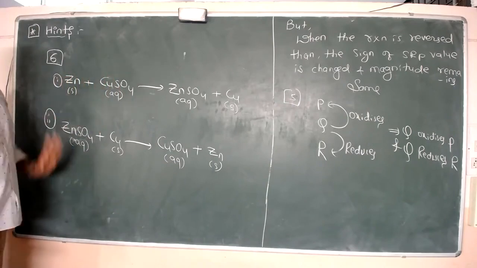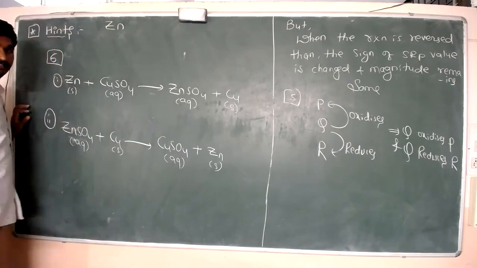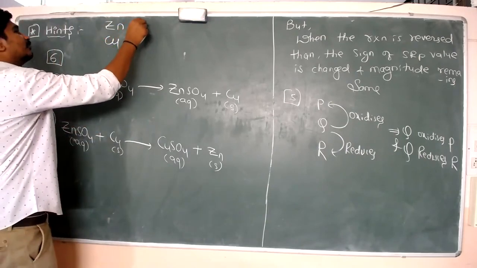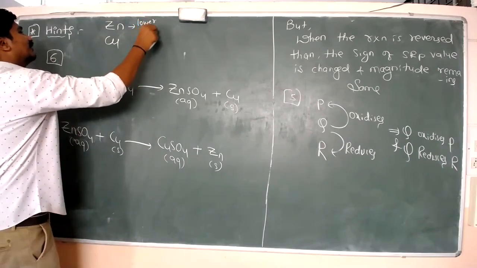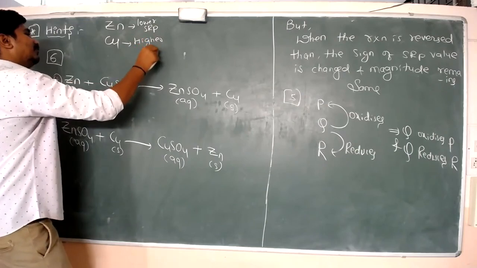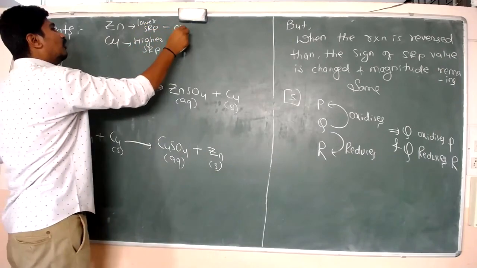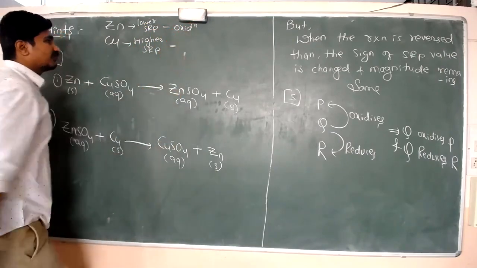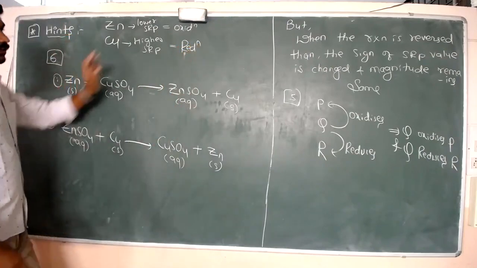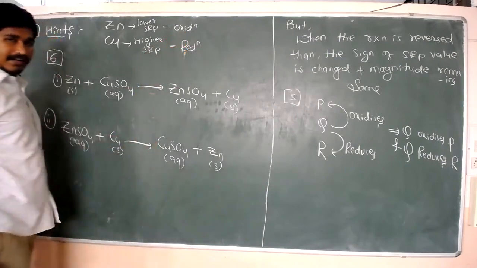Now after that, copper will be there. This one is having lower SRP, and this one is having higher SRP, according to the electrochemical series. Lower SRP means it undergoes oxidation. Zinc should undergo oxidation. Copper should undergo reduction. Clear?